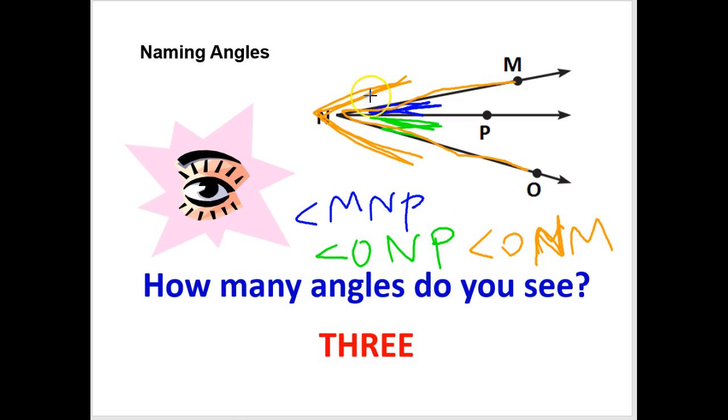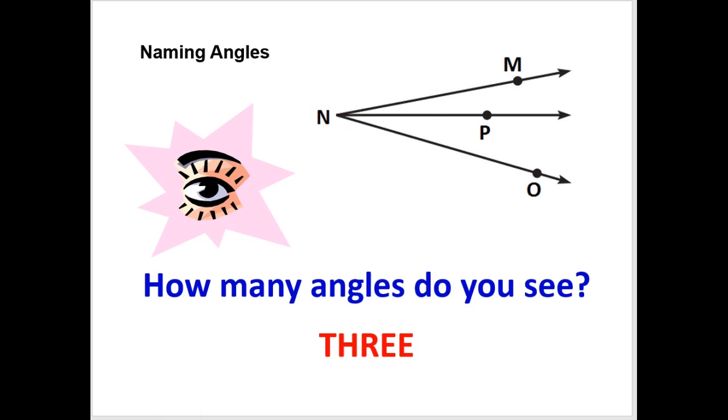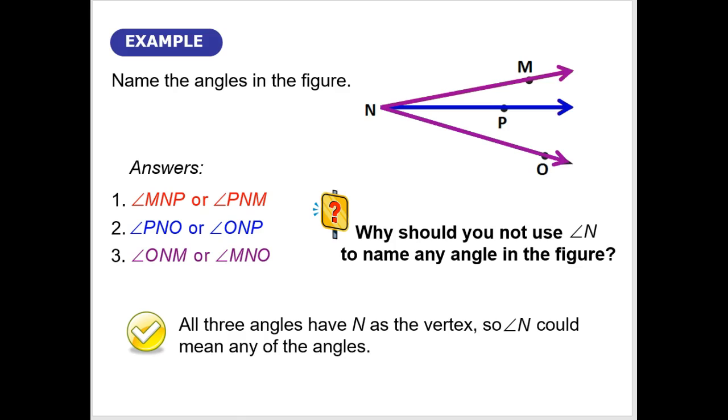So it would not be very useful to call any one of these angle N, because look, it could be the little top, the little bottom, or the whole one. So that's why the one-lettered angle namings is not very useful. So it says name the angle. I don't want all the answers to pop up. And I just answered this one. We'll start here. Why should you not use angle N to name any angle in the figure? Well, because it could be the little top, the little bottom, or the big purple one.